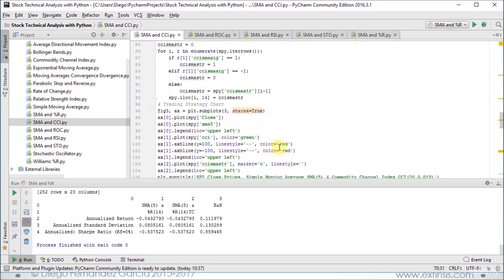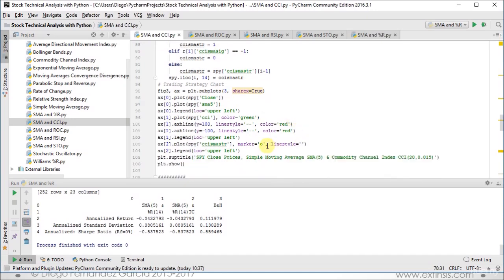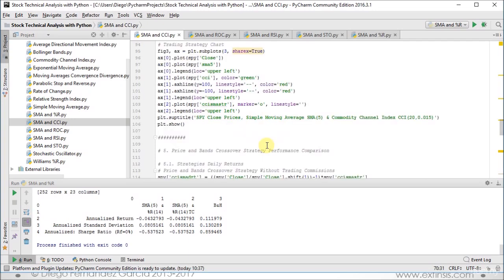We're also going to do our chart, 3 subplots. First, our prices with their simple moving average. In the middle, we have our corresponding oscillator, which is our Commodity Channel Index. And in the last one, we're going to do the corresponding trading strategy. Excellent. After we finish with this, we'll be able to do the corresponding performance comparison of all of our strategies in our following section.